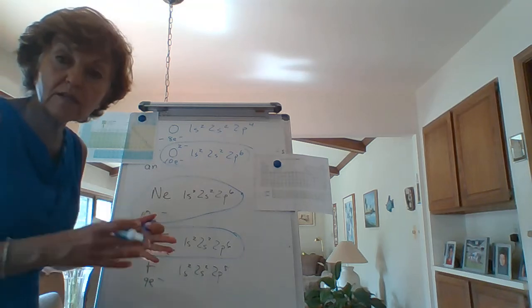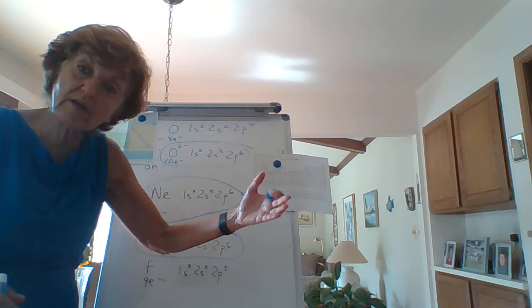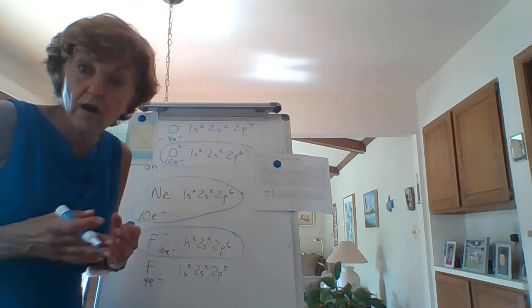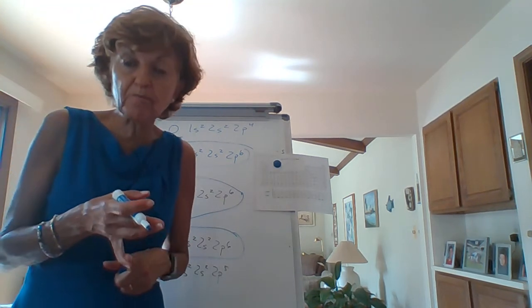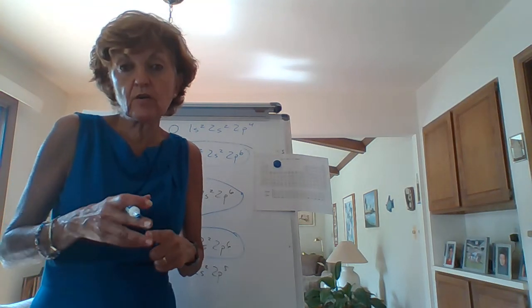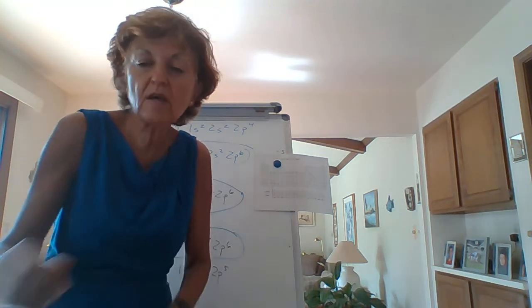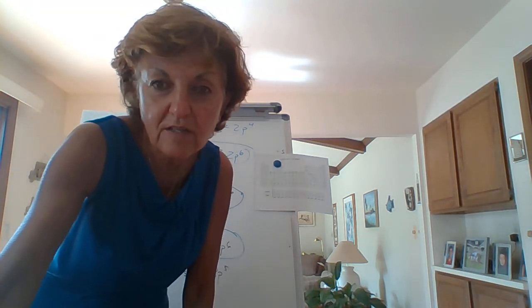So you can create a whole series of things that are all isoelectronic with each other, so long as they have the exact same number of electrons and the exact same electron configuration. Okay, so I just wanted to make sure you had that in your notes, and you can move on to the next chapter.